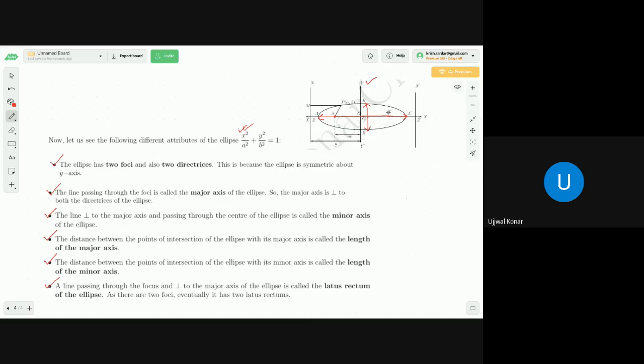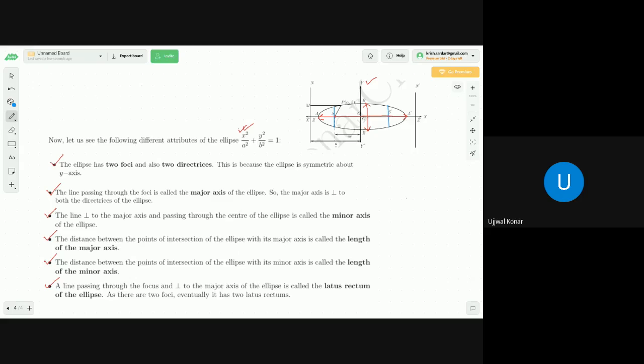So let me show you this. A line passing through the focus and perpendicular to the major axis, that means this is the line. Let me show you the line in a different color, in the blue color. So this is what you see, dear students. This is one latus rectum. This is another latus rectum. So there are two latus rectums because there are two foci. Correct, dear students? So this is about the different attributes of an ellipse. Now, we can change the major axis and minor axis, dear students.